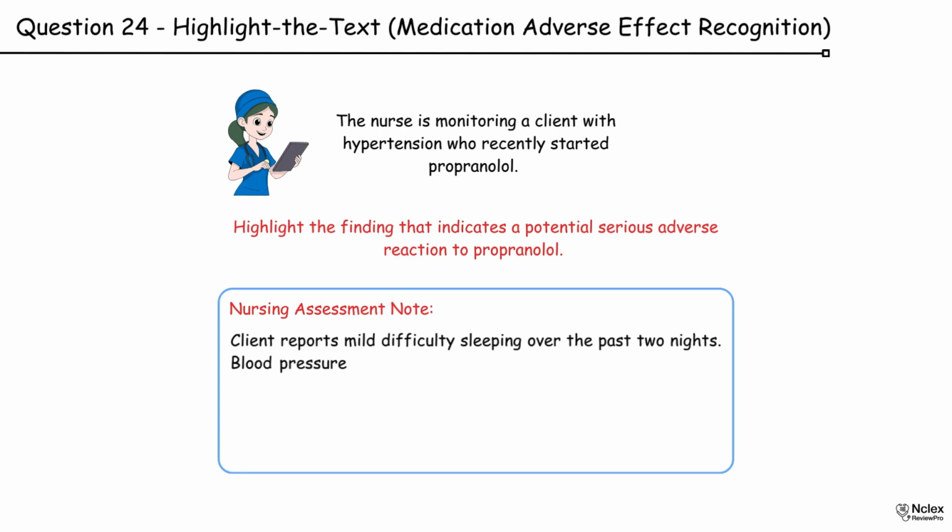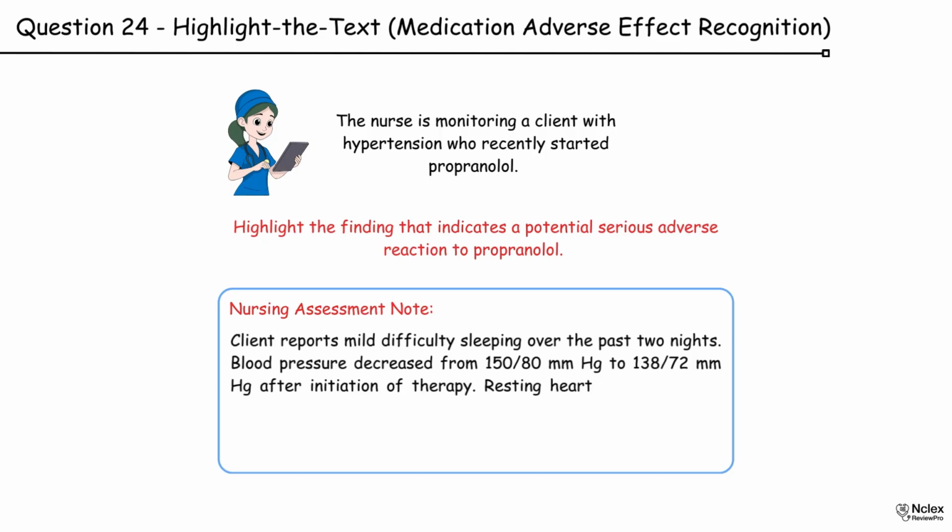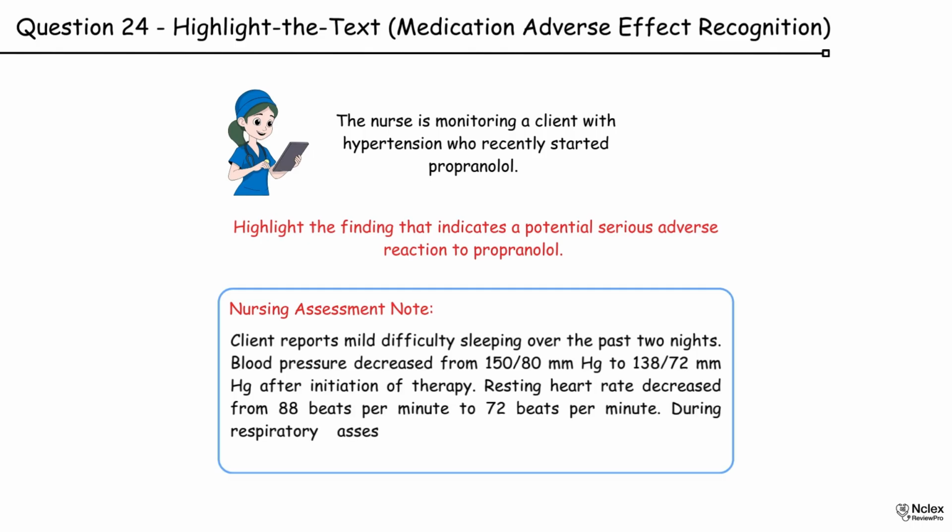Blood pressure decreased from 150/80 to 138/72 after starting therapy. Resting heart rate decreased from 88 beats per minute to 72 beats per minute. During respiratory assessment, expiratory wheezes are noted bilaterally. Now highlight the finding that indicates a potential serious adverse reaction. Take a moment. Think about the mechanism of the medication. Pause here if needed.